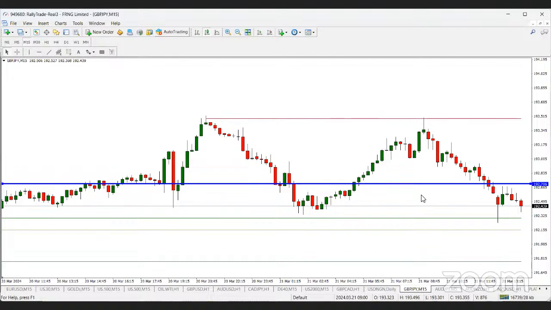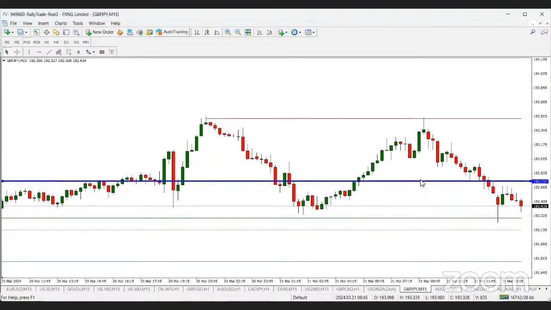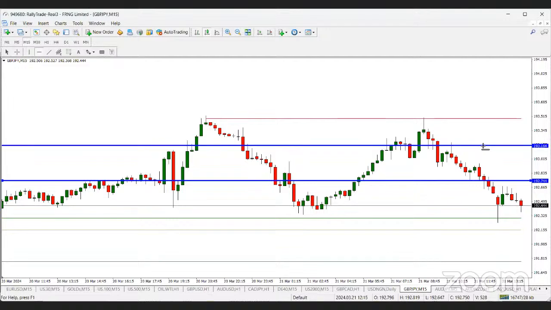So I could buy GBP JPY from 192.750 all the way up to 193.160. One more time, I could buy it from 192.750 up to 193.160. That's how I would trade GBP JPY, right?